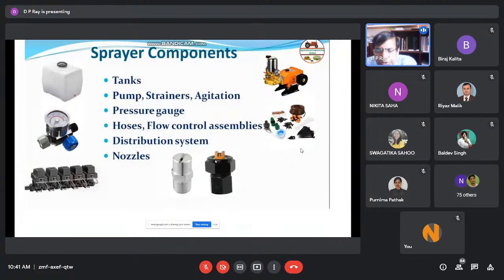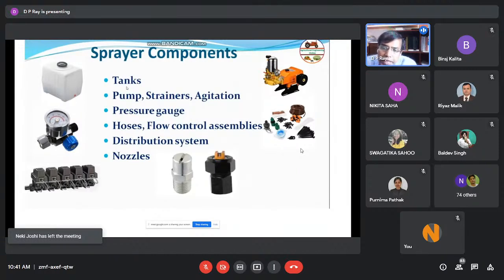So, sprayer components: what are the components of a sprayer? It should have a tank, a pump, strainers, agitation, a pressure gauge, hoses, flow control assemblies, a distribution system, and nozzles. Basically, the tank is used for storing whatever pesticide formulation we are utilizing. By making the solution, we can put it in the tank, and the pump is there to operate it, to create the pressure.